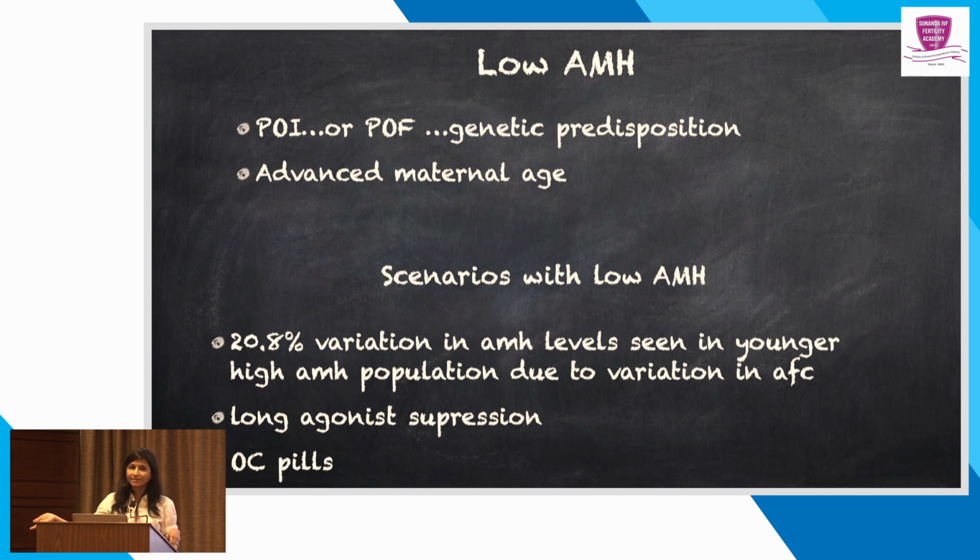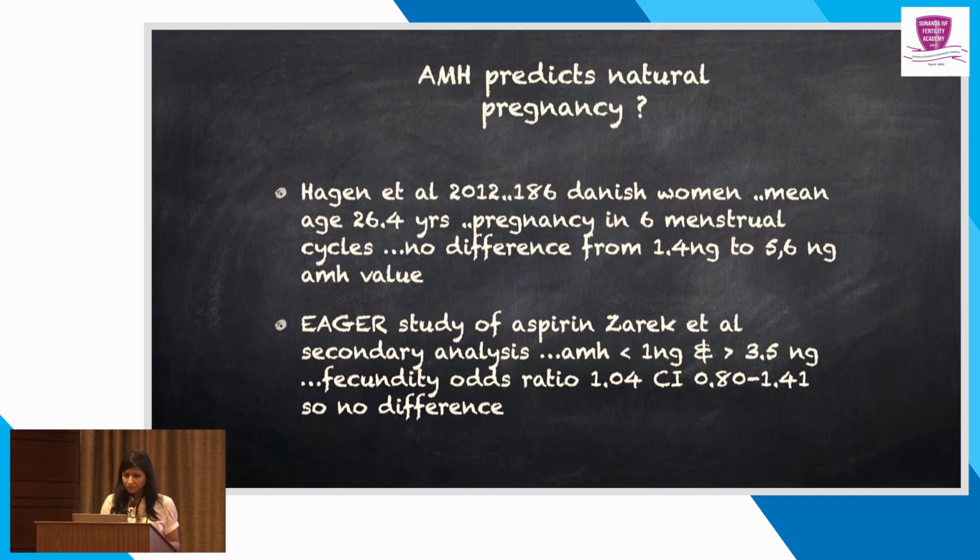You have to get her one cycle and then do the AMH level, because this agonist injection is going to suppress the primordial pool's expression into antral follicles, and you may see a low AMH, which is not the correct value. OC pills: if you are giving them continuously for a longer time, say 3 months, without a break in between, there will be a falsely low level of AMH, because the hypothalamus-pituitary-ovarian axis is again suppressed, not allowing the primordial pool to get expressed into preantral or antral follicles.